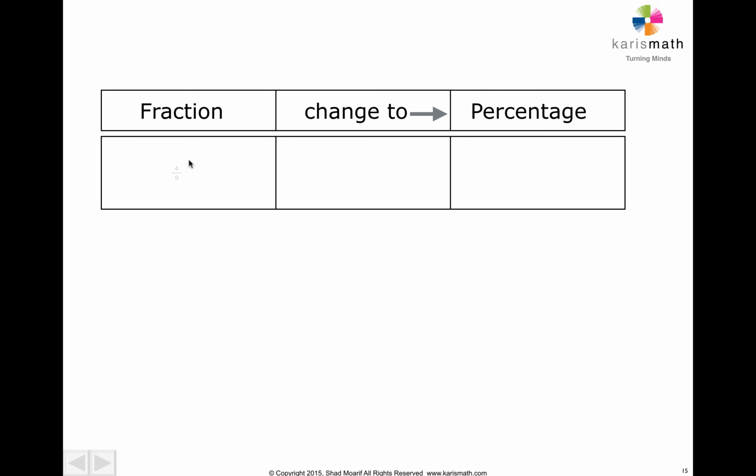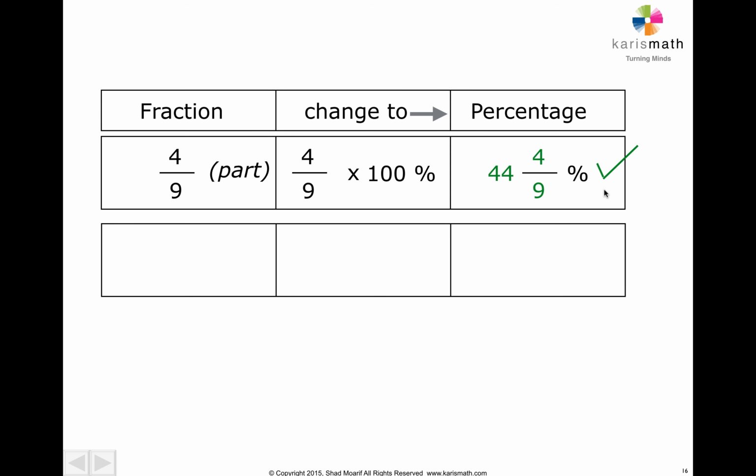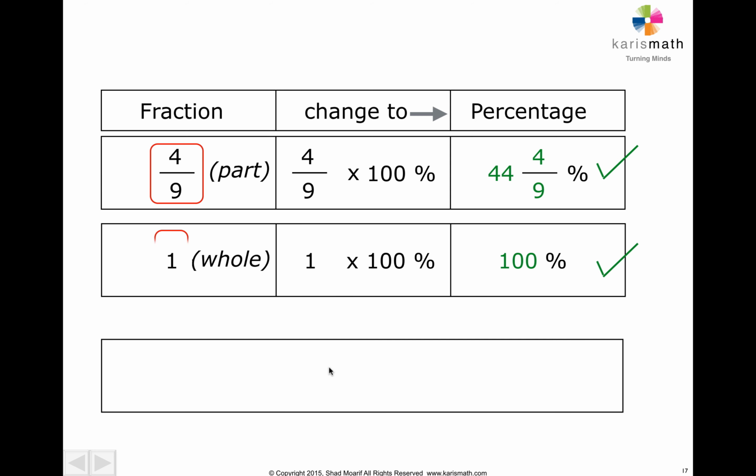So if you want to change a fraction to a percentage, all you have to do is take that fraction, multiply it by 100%, and then work out the calculations, and that's the answer. That's the way to do it. Do this one. 20. Oh, we just did this. So 1 whole is 100%. Always remember that.